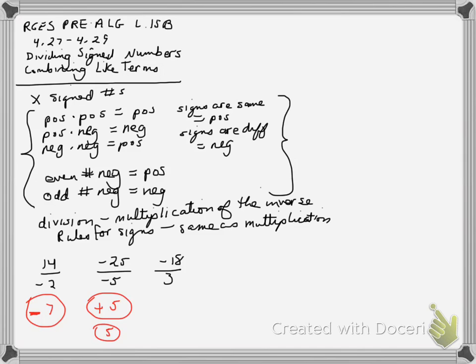A negative divided by a positive is a negative, and 18 divided by 3 is 6, and that's all there is to it. And that's lesson 4.27, and you'll also be doing several sharpening skills, which is just review with adding and subtracting, multiplying, and dividing signed numbers. Now let's, on the next page, go to our new idea.